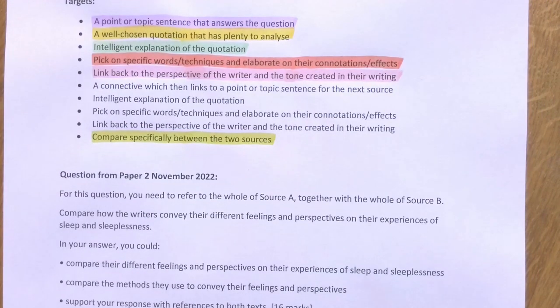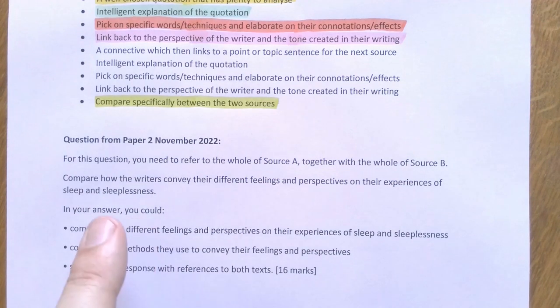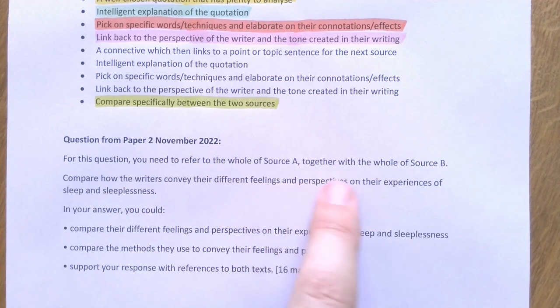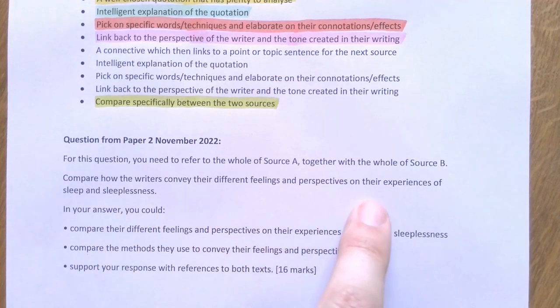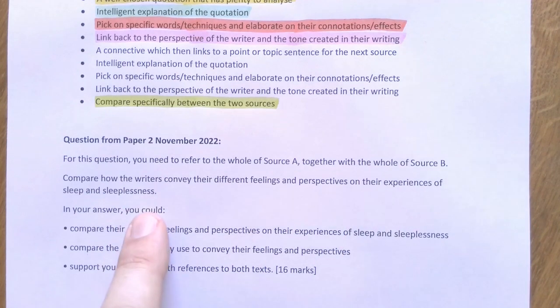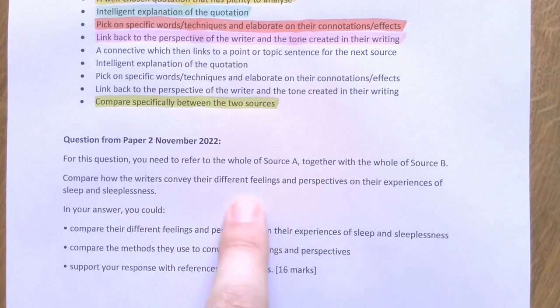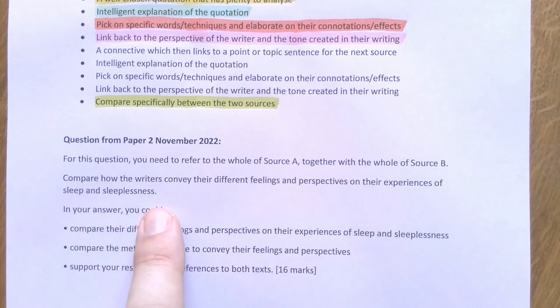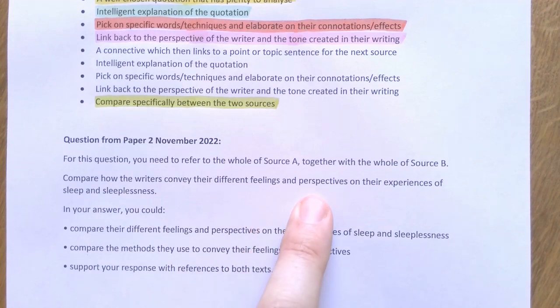My example then is from November 22, and you can see what it's expecting you to do in the various bullet points here. So for this question, you need to refer to the whole of source A and the whole of source B, compare how the writers convey their different feelings and perspectives of their experiences of sleep and sleeplessness. So in this case you can see feelings and perspectives. That's what you need to focus on, of sleep and sleeplessness. Anything else is completely irrelevant, and you'll have the equivalent of any paper. It'll give you something very specific to focus on, and it will be the perspective of the authors.